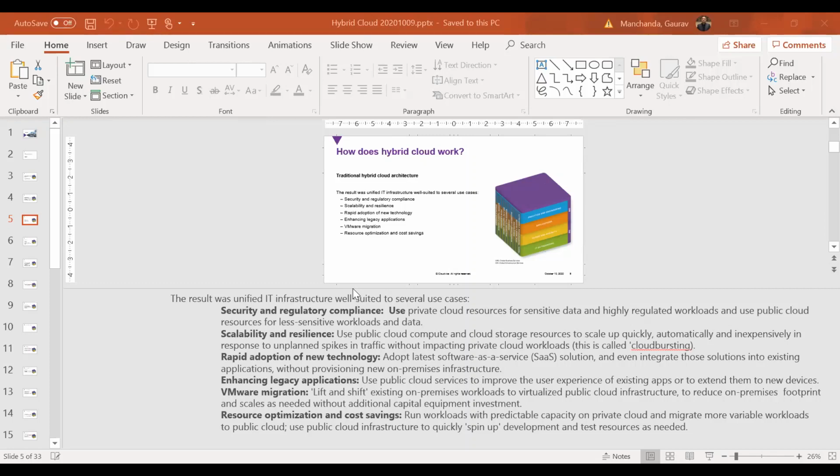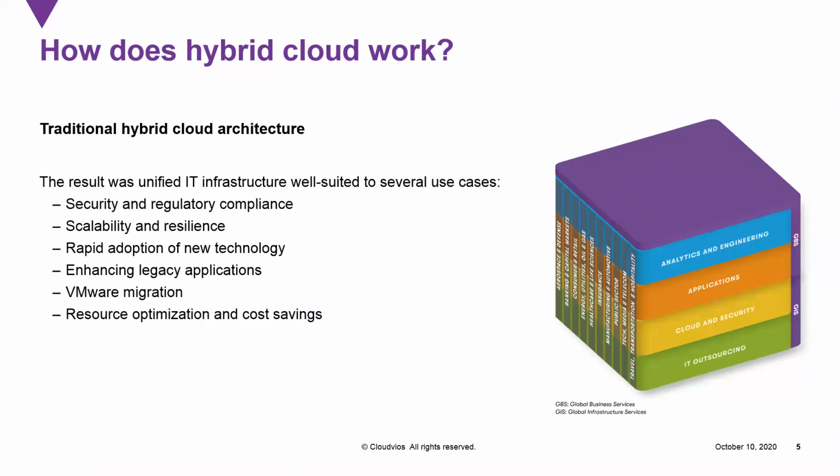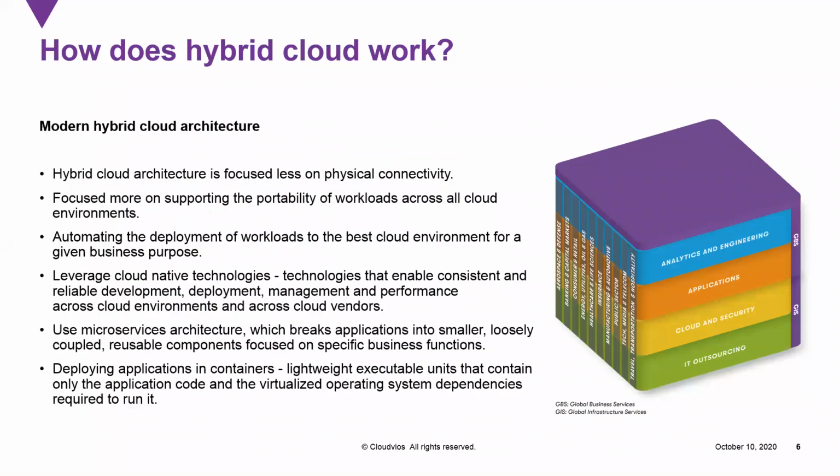And now I'll move on to the next slide. Herein we're going to talk about modern hybrid cloud architecture. So this architecture is focused less on physical connectivity, the way we used to have it in traditional cloud architecture, and it focused more on portability of the workload across all cloud environments. Remember, I told you in the earlier slide that your workload should be portable, so that you can switch from one cloud vendor to the other cloud vendor.